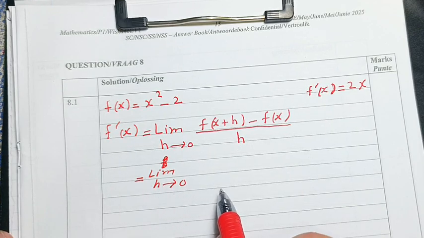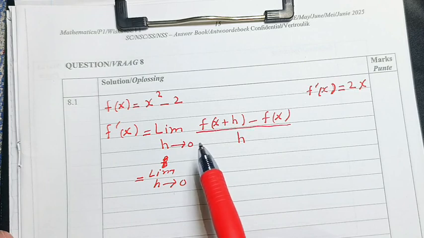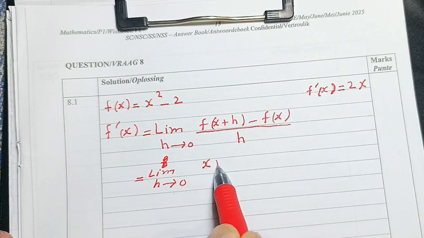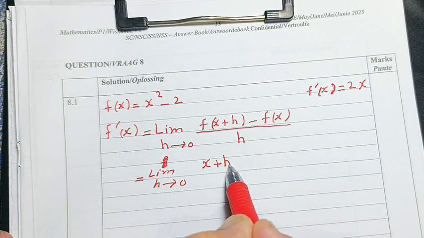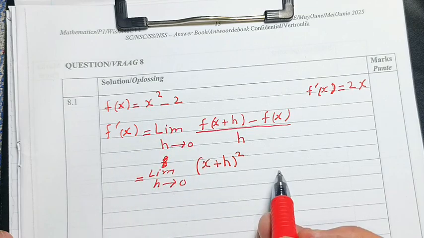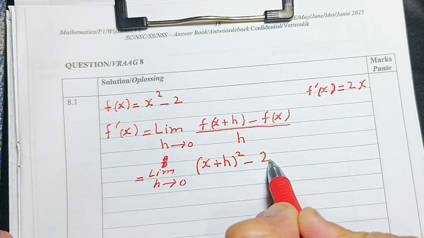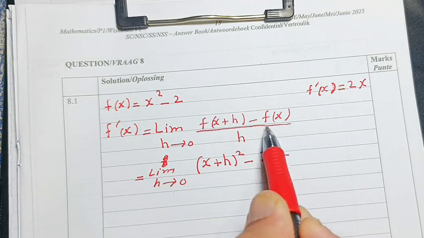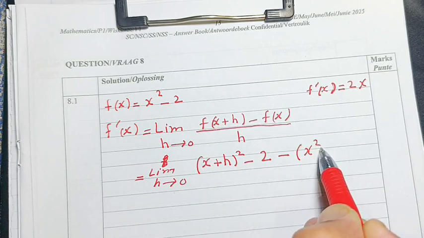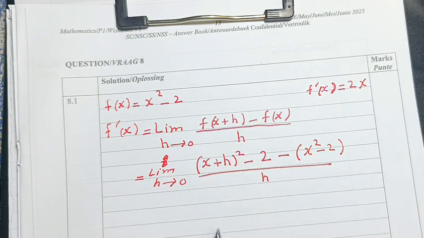Now, this becomes f of x plus h. So wherever you see the x, you must add h. So it's going to be x plus h squared. Here I add, and there is no x here, so it's going to be negative 2. I leave it just like this. So the minus, now f of x, whole f of x, which is x squared minus 2, over h. I substitute everything into this formula.